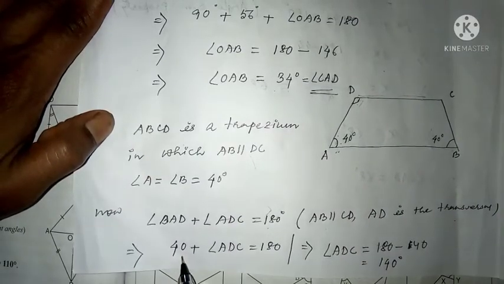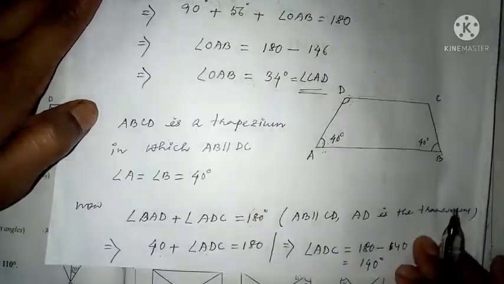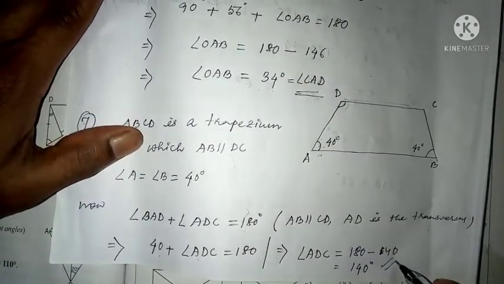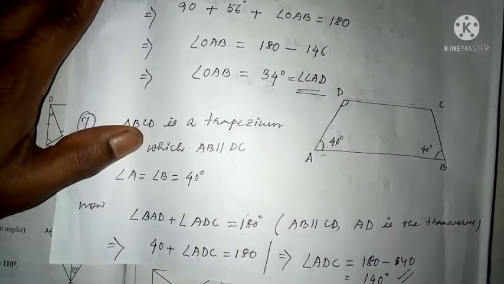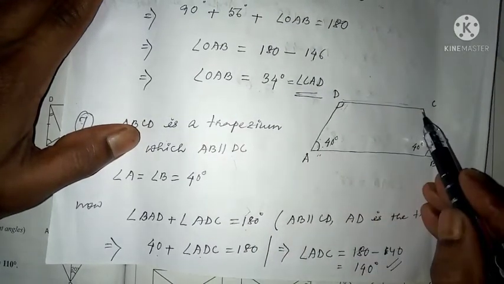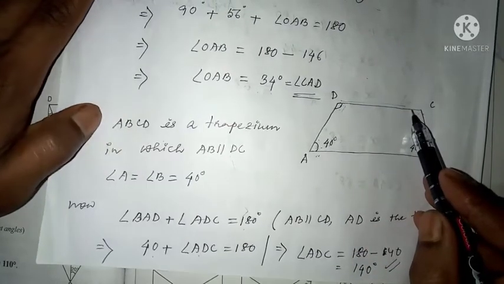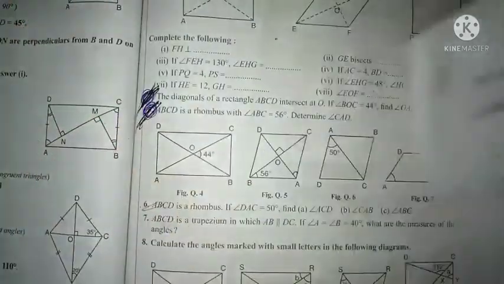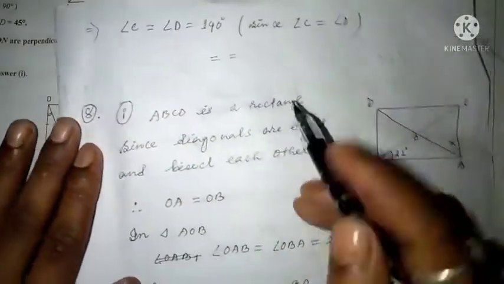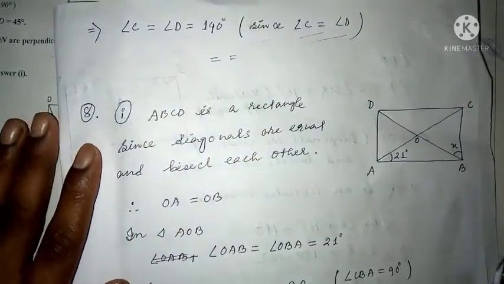Then BAD equals 40 degrees. Then for this ADC, you just transpose. Then you will get ADC equal to how much? 140 degrees. From here it is very simple. If ADC is 140 degrees, then angle C must be 140 degrees. The reason is these two are adjacent angles, and adjacent angles are always equal in a trapezium. Clear? So since angle C equals D, C equals D equals 140 degrees.